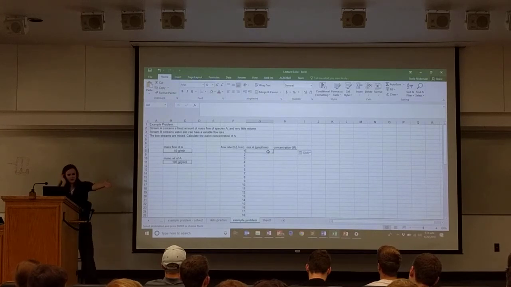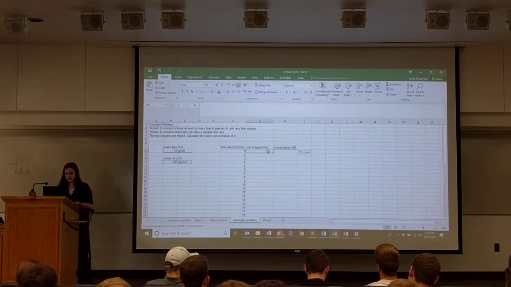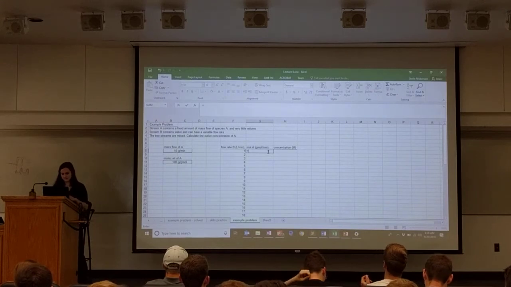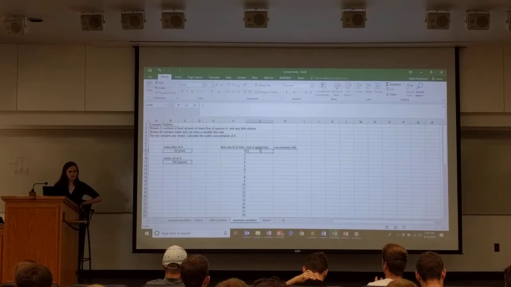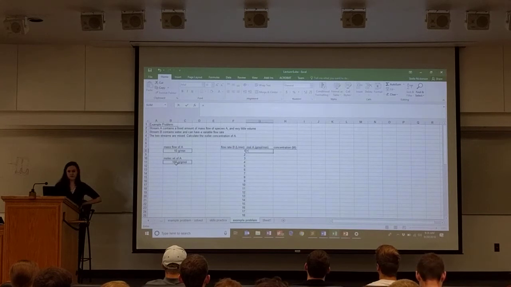Yes? Would it be like, so the mass flow rate times the molecular weight divided, sorry, the mass flow rate of A times the molecular weight of A divided by the flow rate of B? Okay, let's see. So the mass flow rate of A, that's going to be grams per minute. When we divide by the molecular weight of A, that's going to give us gram moles per minute. So that's what we'll do first.